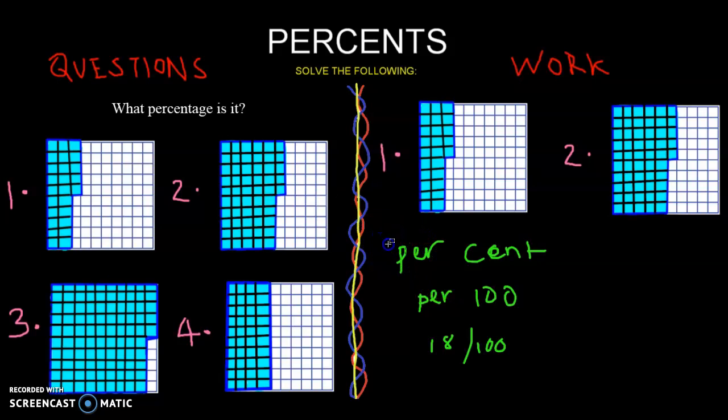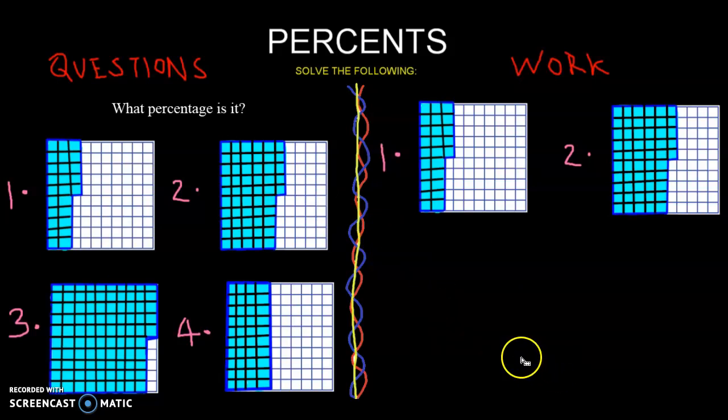Okay, let's just erase all that and start on our question. Here they ask what percentage it is, and we'll try to find the percentage. Let's count how many of them are colored or shaded. One column is how many? 10. The other one? 20. And half of the other one is? 25.